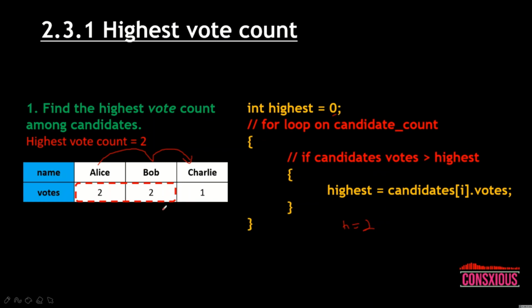No, it's the same, so nothing changed. So 1 is smaller than highest, so nothing changed. So that's how the program will record down the highest vote count. So remember, the red color is not complete. You have to complete it by yourself.